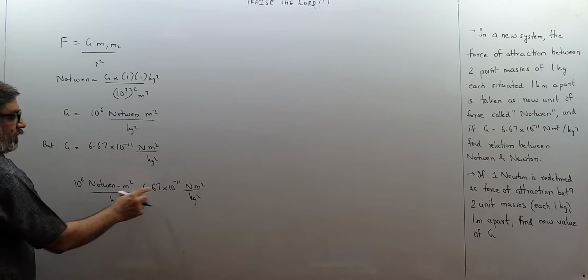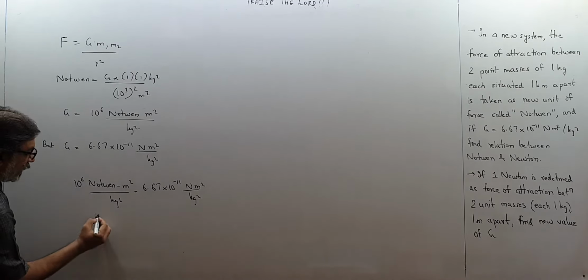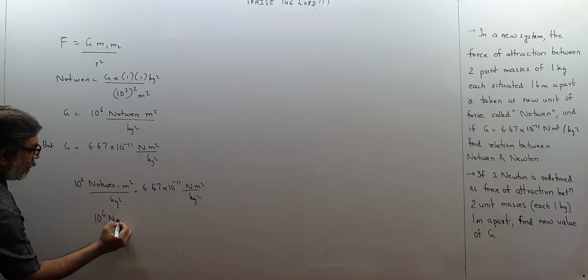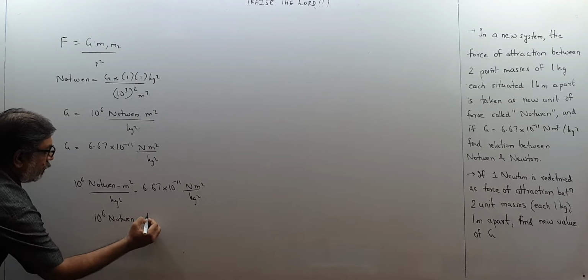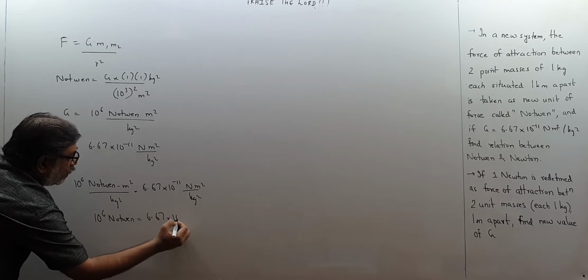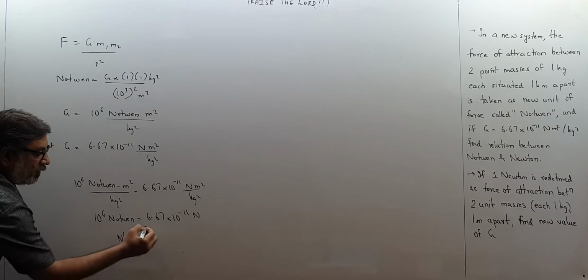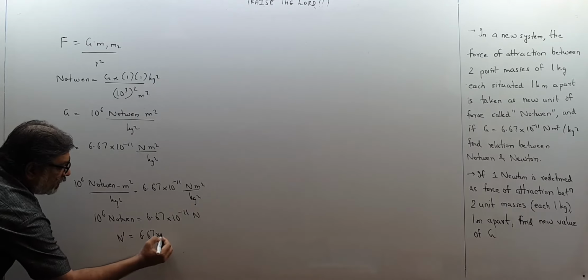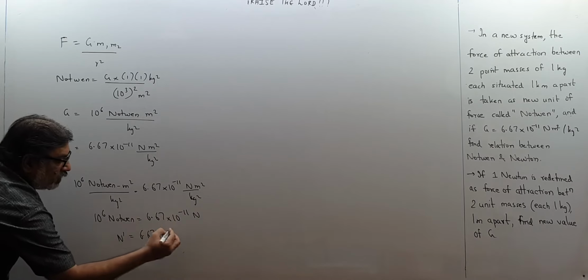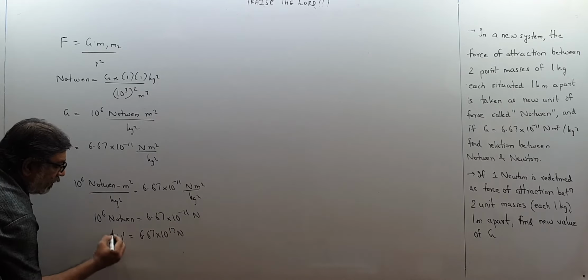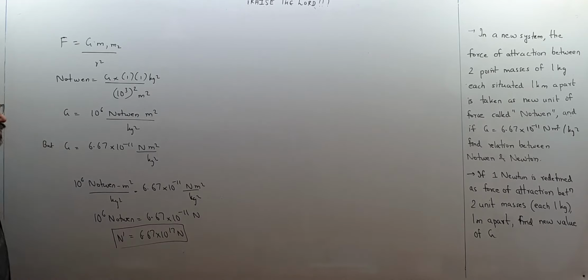Kg square cancels out, meter square cancels out. So 10 raised to 6 not when becomes equal to 6.67 into 10 raised to minus 11 Newton. So not when n dash will be how much? 6.67 into 10 raised to 6 goes down minus 70 Newton. This is the relation between not when and Newton, like this you come to know.